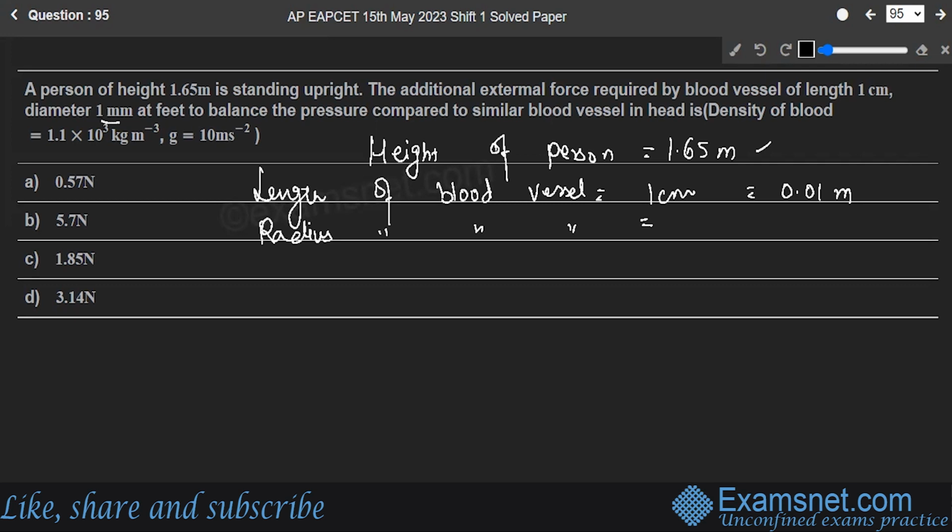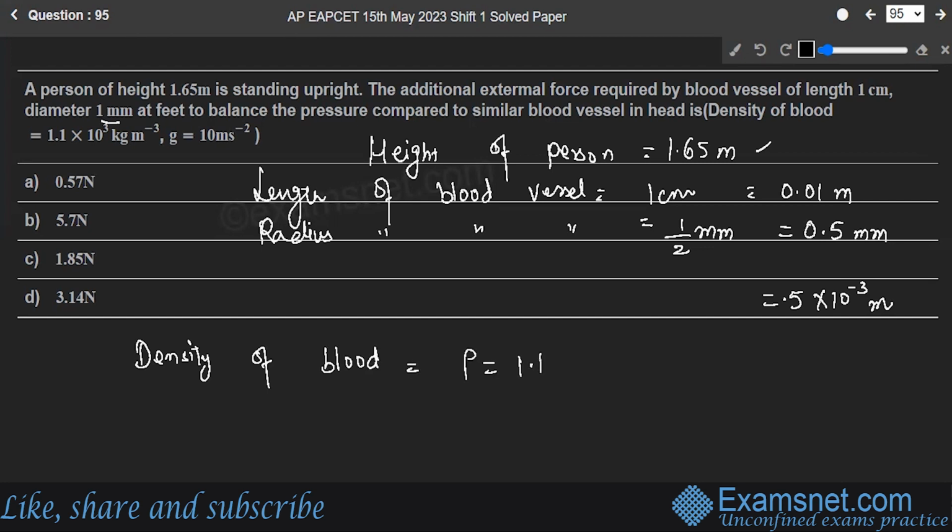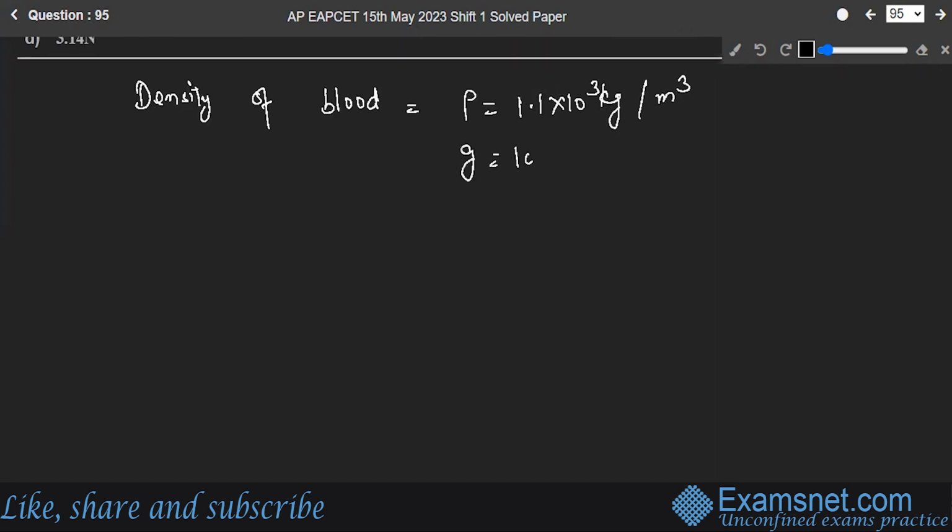No, diameter 1 mm, right? So radius will be equal to 1 by 2 mm, or this is 0.5 mm. Let's convert into meters. So you have 0.5 into 10 raised to power minus 3 meters. This is the radius of the blood vessel. You have the density of blood as rho is equal to 1.1 into 10 raised to power 3 kg per meter cube. And G is 10 meter per second square.